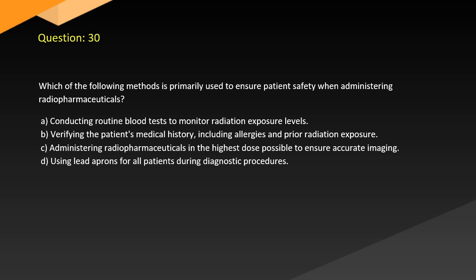Question 30. Which of the following methods is primarily used to ensure patient safety when administering radiopharmaceuticals? A. Conducting routine blood tests to monitor radiation exposure levels. B. Verifying the patient's medical history, including allergies and prior radiation exposure. C. Administering radiopharmaceuticals in the highest dose possible to ensure accurate imaging. D. Using lead aprons for all patients during diagnostic procedures.